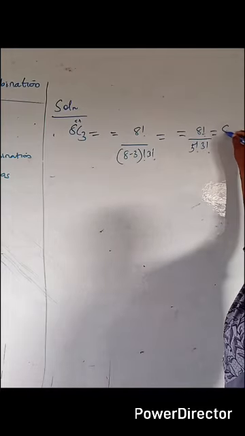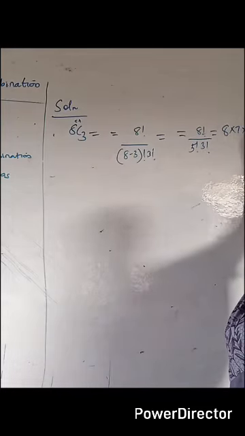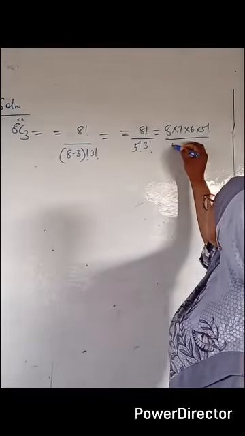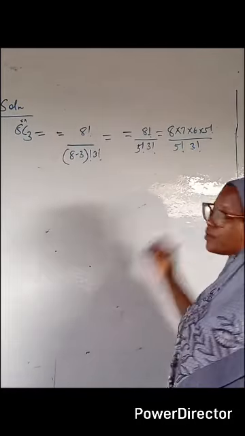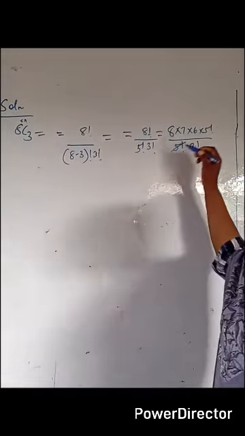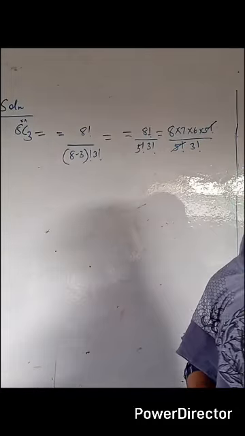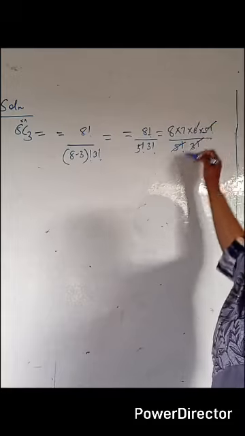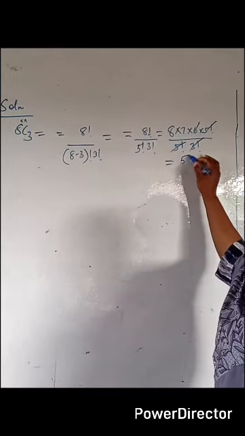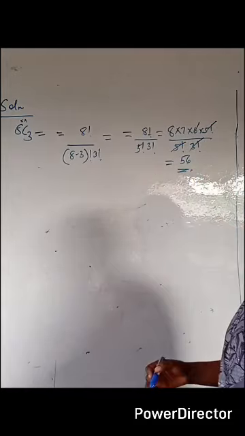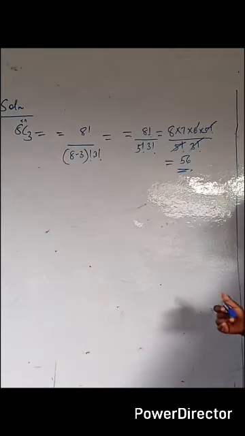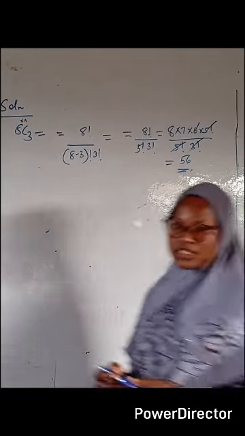This can be represented as 8 times 7 times 6 times 5 factorial over 5 factorial times 3 factorial. So 5 factorial will cancel 5 factorial. 3 factorial is the same thing as 6, so 3 factorial can also cancel 6. So what do you have? You have 56. So 8 combination 3 is going to give us 56.